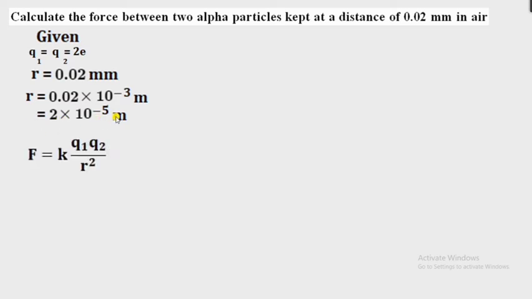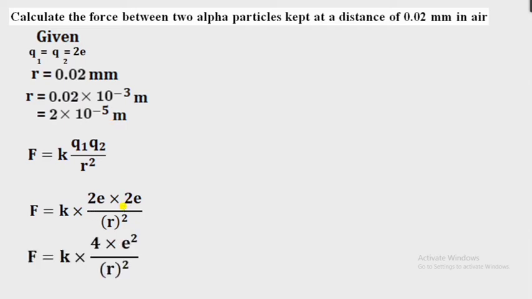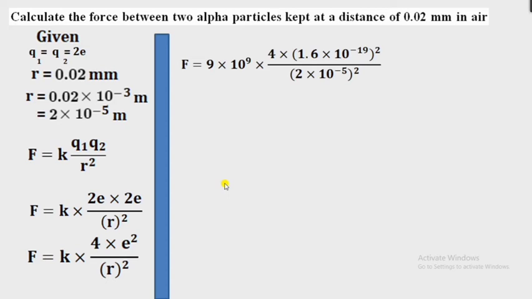Now this is Coulomb's law. Now let's put in the values. Now this is 4e squared. Now I'll put the value of k and the value of e, that is 1.6 into 10 to the power minus 19, and r is this much.